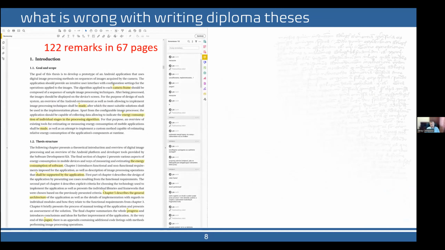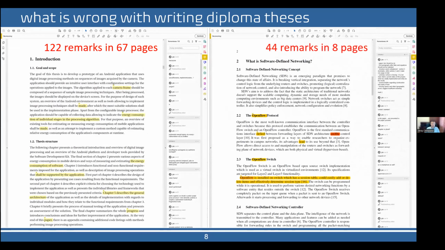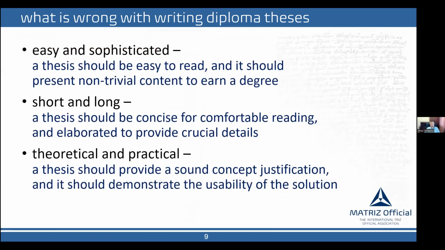Here is a recent example of a final thesis draft written by a good student with over 120 remarks. Another sample is a short paper authored by an average student with over 40 remarks. And experience shows that this number may easily get double for poor students. So it's not easy to write structured documents for them.